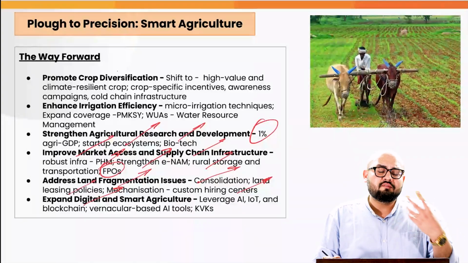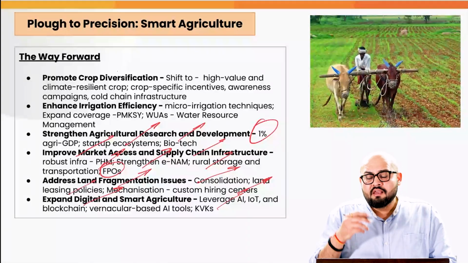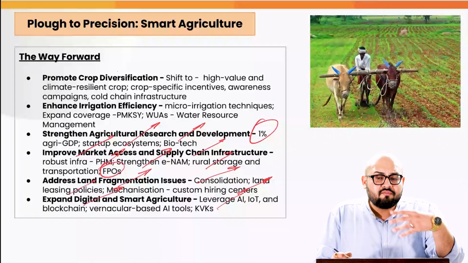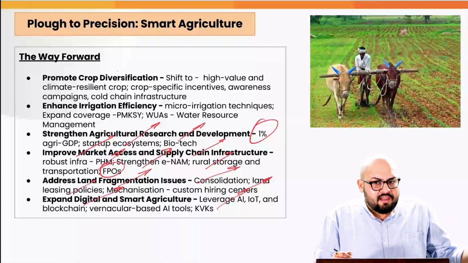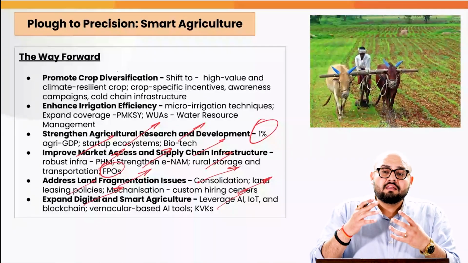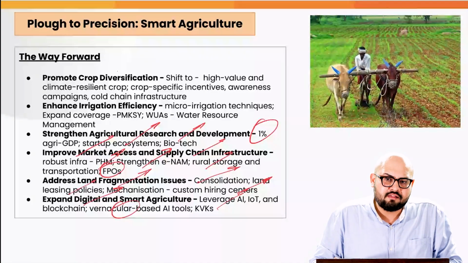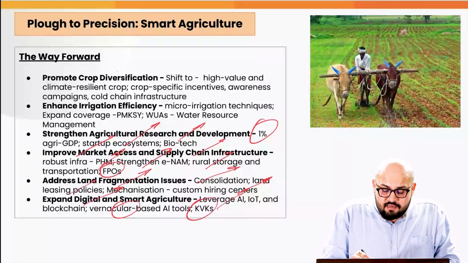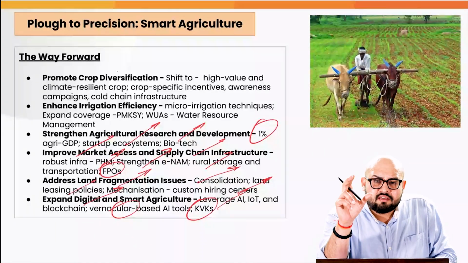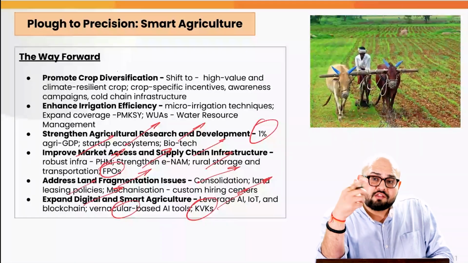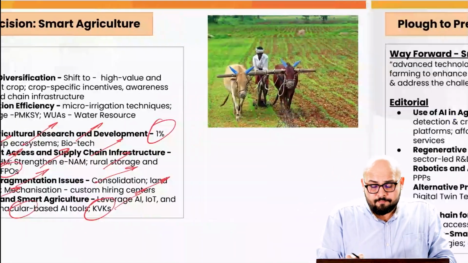We should leverage different technologies, be it artificial intelligence, the Internet of Things, the blockchain. If we are employing AI platforms in agriculture, the language has to be based on the local language. It has to be vernacular based artificial intelligence, right? Again, we have to make sure that different Krishi Vigyan Kendras give the skill to the farmers with respect to the usage of these technologies. So these are some of the way forward.